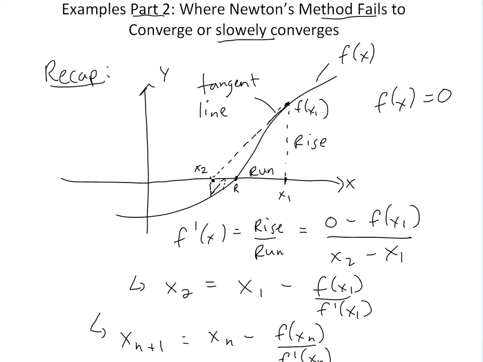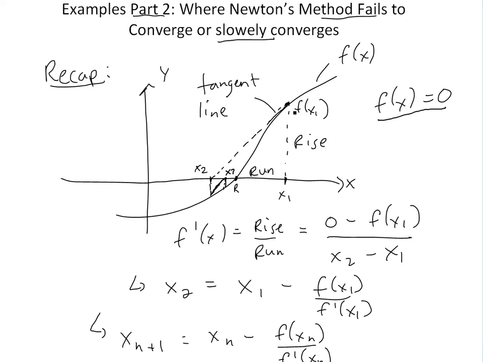So once you get to this point, because remember you're trying to solve for f(x) equals 0, you get x2 here, and x2 is closer to r than x1 where you started. Then you would repeat it: you would go back down here and do this again. This would be x3, until you get closer and closer to the root.